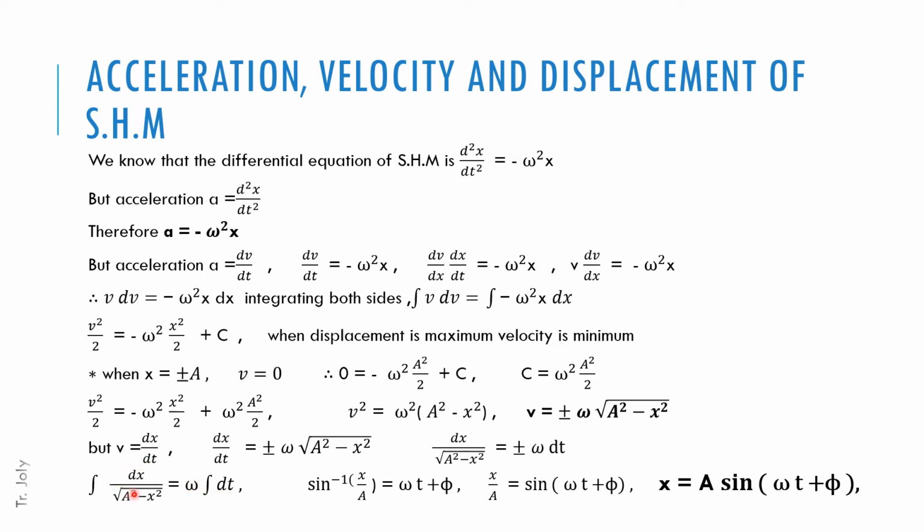This is a standard formula, so the answer of this one is sin inverse x by a. So sin inverse x by a is equal to omega times the integral of dt, which is t, plus phi, or x by a is equal to sin of omega t plus phi, or x equal to a sin of omega t plus phi. This is the equation for displacement. So the equation for acceleration is minus omega square x. The equation for velocity is plus or minus omega root of a square minus x square. And the equation for displacement is a sin of omega t plus phi.